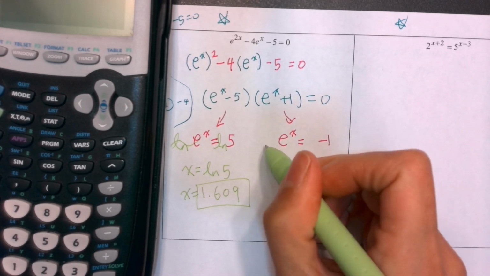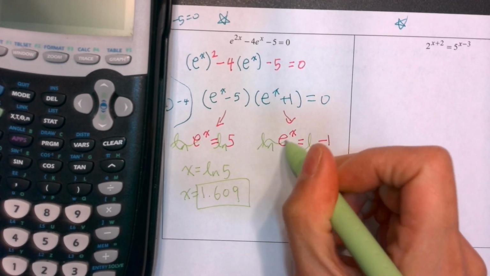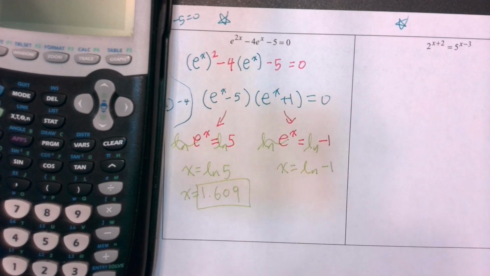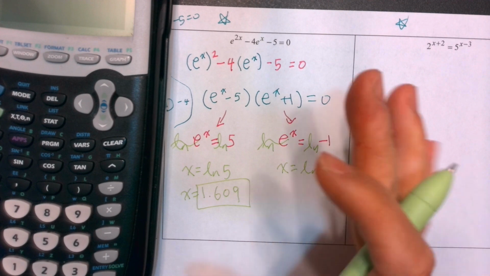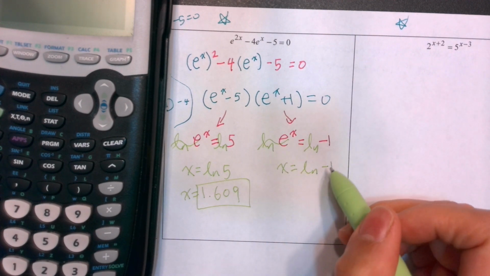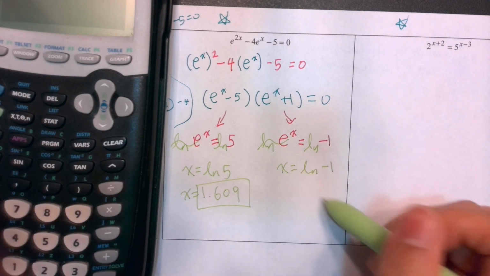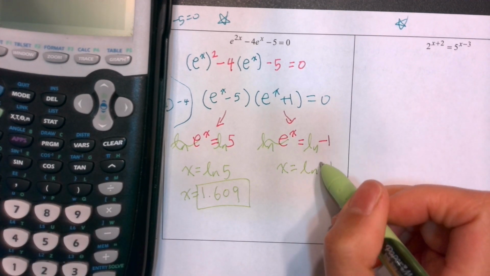Are you ready for this? Natural log. X is equal to natural log of negative 1. When you type this, when you write it, that should give you a red flag. You should be like, oh, wait a second. We can't have a negative argument, so that should not be the answer.